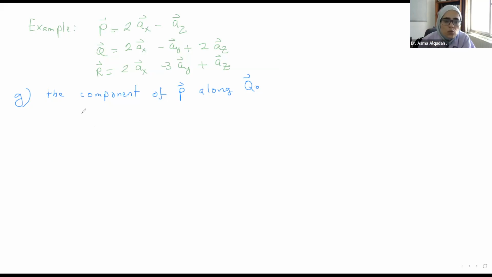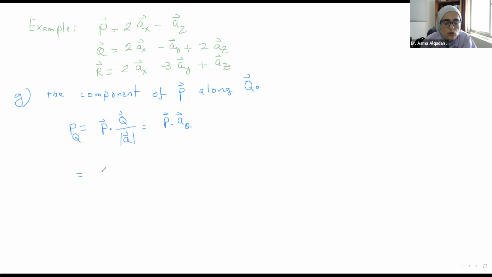Start with the scalar component of P along Q. We use this notation, P sub Q. P sub Q should equal what? It should equal P dot Q divided by its magnitude, which is equal to P dot A sub Q.